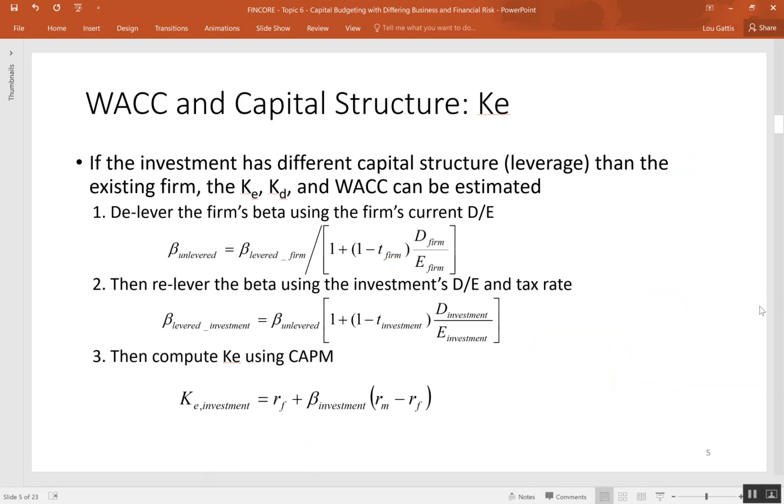Now, what if the project is going to be financed differently than the existing firm? So the project is going to have a different DDE and, say, tax structure from the existing firm. In that case, we're going to unlever Apple's beta by using Apple's current firm tax rate and DDE ratio. That'll give us the risk of the tech business if Apple had no debt. And then we'll re-lever it based on the project's DDE ratio and the project's tax rate. What that'll do is get the business risk of tech, but the leverage or financial risk of the investment, and then we'll plug that into CAPM.